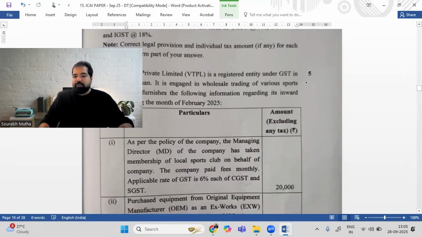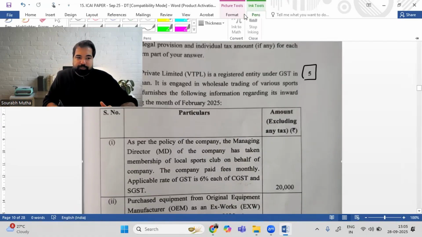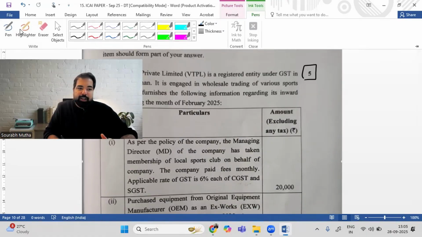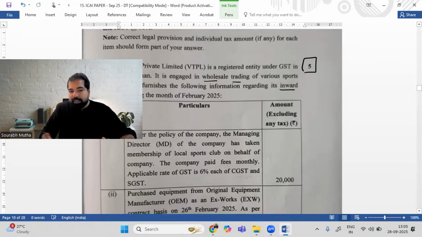Let's look at the next question, which is of 5 marks, which is for Veer Trading Private Limited. Let's see what this question is. This is question number 6A. Veer Trading Private Limited is a registered entity under GST in Jaipur, Rajasthan. So they are registered entity in Jaipur, Rajasthan. It is engaged in the wholesale trading of various sports items. VTPL furnishes the following information with regard to its inward supplies. Guys, inward supplies basically means purchase. On purchase, will you get credit or not is the question here. I'm putting in 3 columns, I, C, and S.